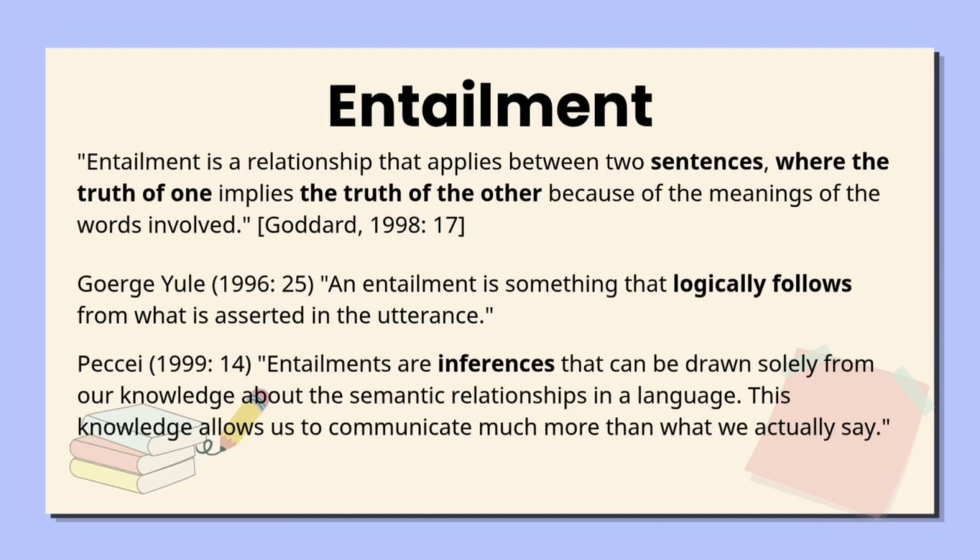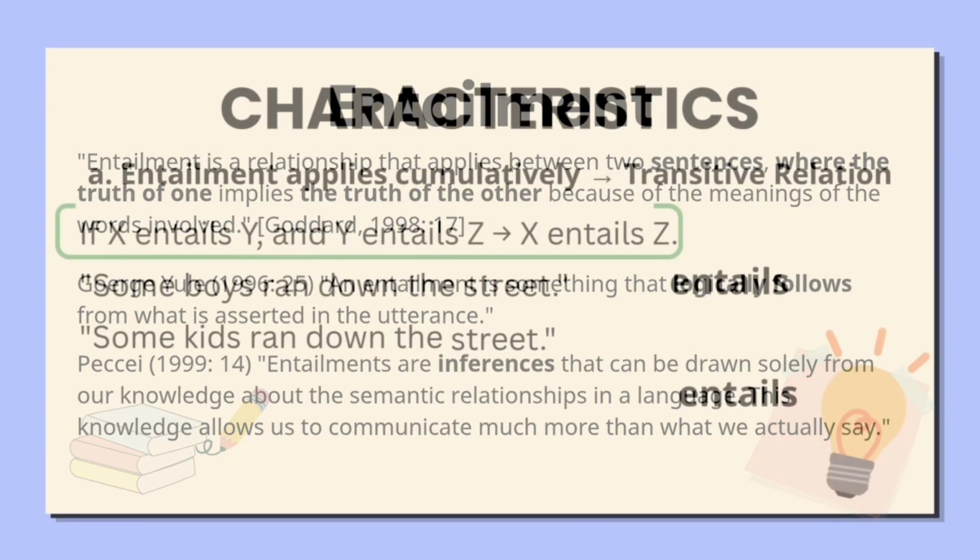Finally, Saeed explained that entailments are inferences based on our semantic knowledge. This means that because we understand relationships between words, we can communicate more meaning than what is directly spoken. So overall, all these definitions show that entailment is about hidden logical meaning inside language.